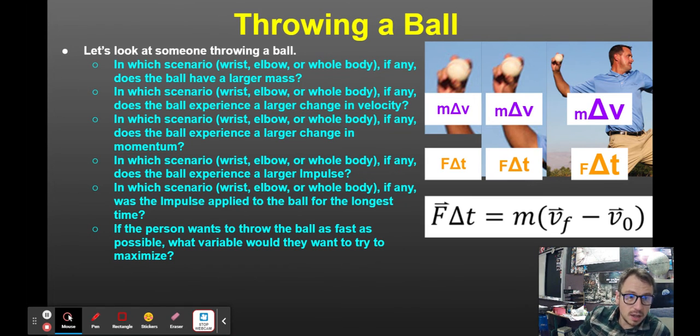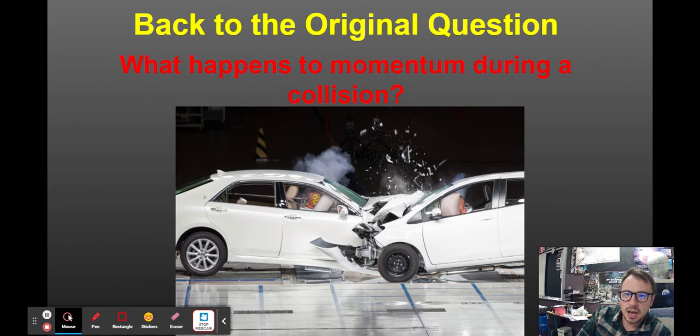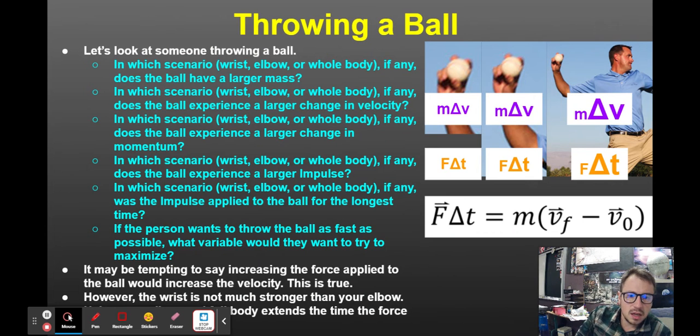However, even though your wrist is pretty strong, when you throw it with your wrist, you're only applying a force for a very short amount of time. You're using your elbow, you're applying it for a little longer time, using your whole body, you're applying that force over a long period of time. That's why it goes faster. That's why they teach baseball players to follow through on their pitches so you can apply that force for the longest amount of time.